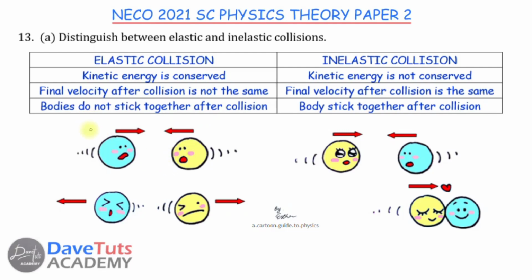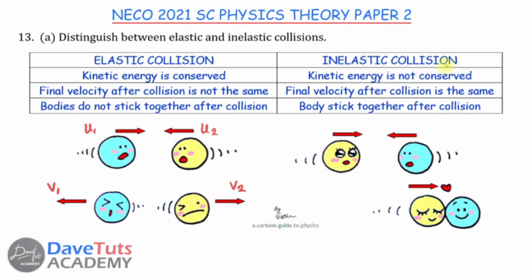So this is U1, this is U2. If they collide, you can see that V1 and V2, they are not the same. They are still moving in some different direction as typified in this diagram, okay? So the bodies also do not stick together after collision. You can see they are going their different ways.